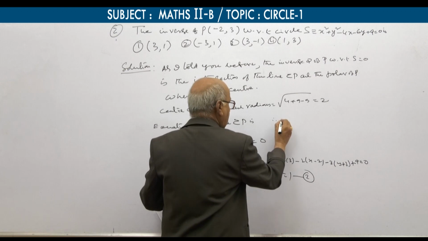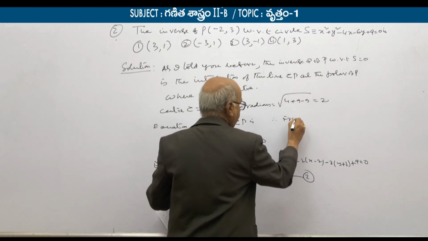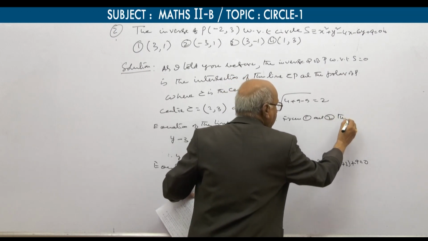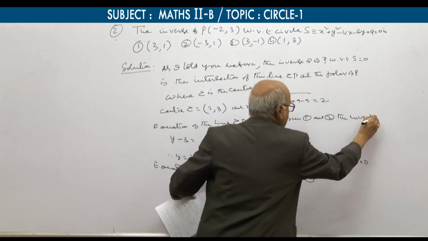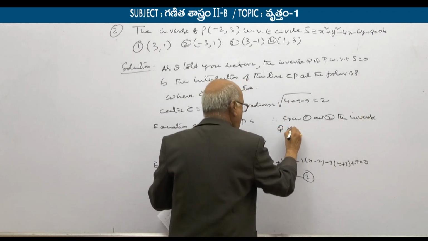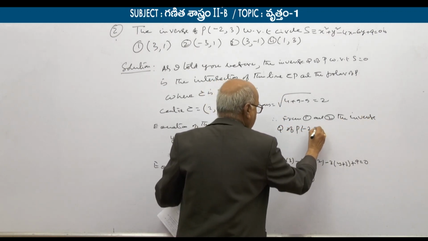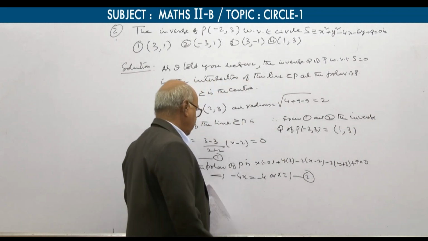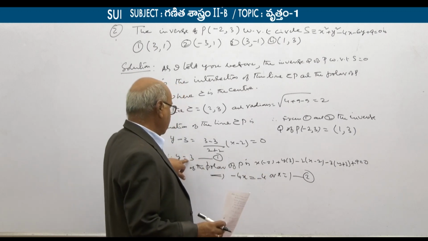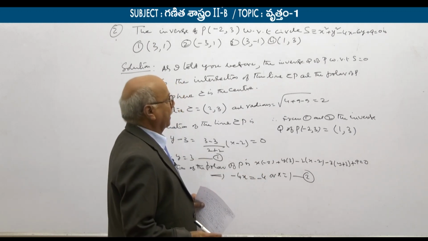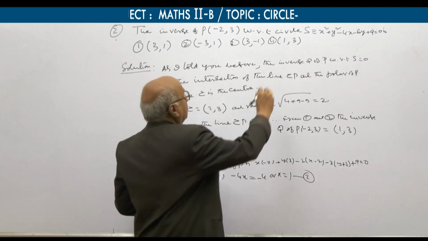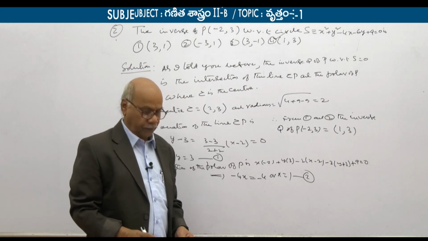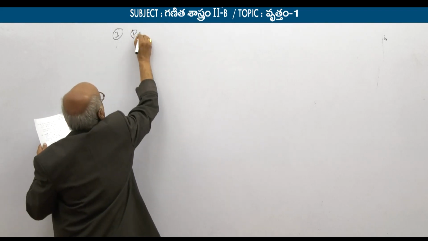So therefore, from 1 and 2, the inverse Q of P(-2, 3) is equal to (1, 3), that is x is equal to 1 and y is equal to 3. So that means the correct option is option number 4 itself.